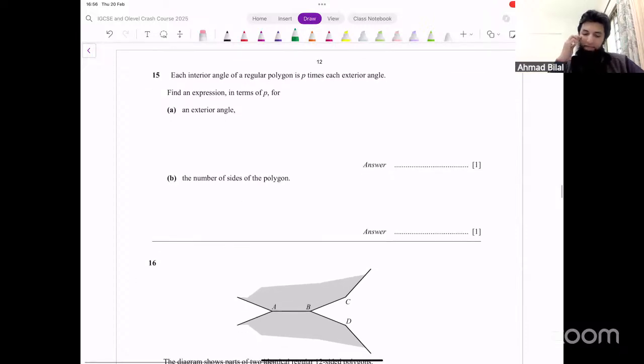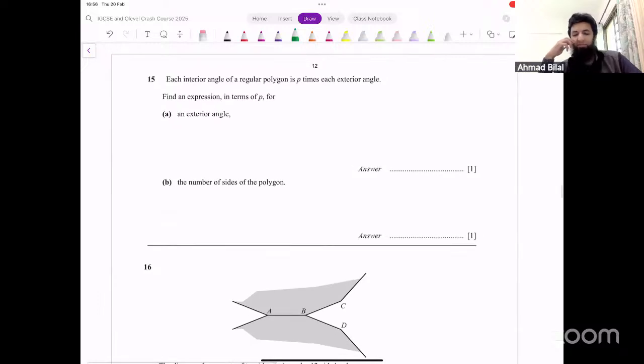Each interior angle of a regular polygon is p times each exterior angle. Okay, now it's a regular polygon. Each interior angle is p times each exterior angle. Find an expression in terms of p for an exterior angle. Okay, now how do we think about this? Remember, for each interior angle and each exterior angle, their sum is going to be 180.